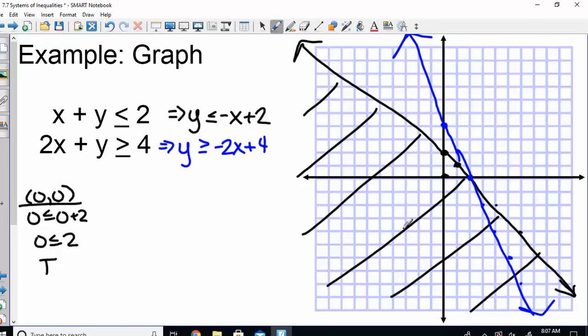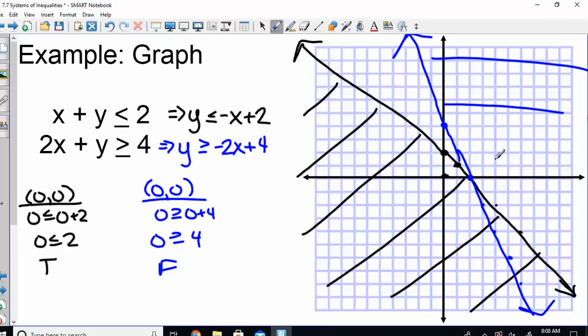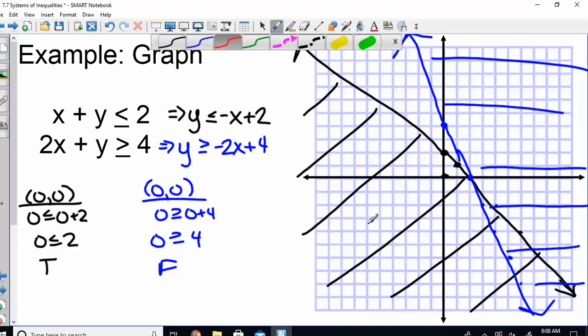And we have to figure out where to shade. So since 0, 0 is not on that line, you can plug it in. So you have 0 is greater than or equal to 0 plus 4. So is 0 greater than or equal to 4? No. So 0, 0 did not work, so you have to shade the other side of the line. My final answer is the overlap in my shading. So what area is shaded by both? And it's this little section in between.